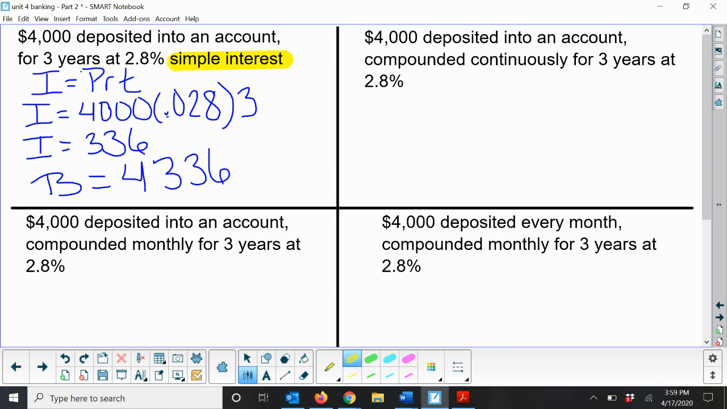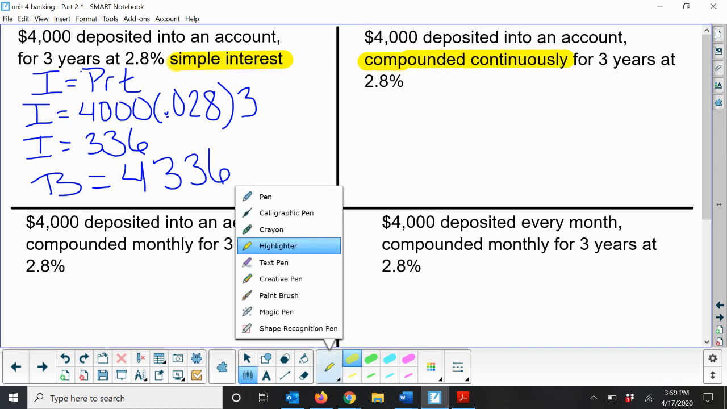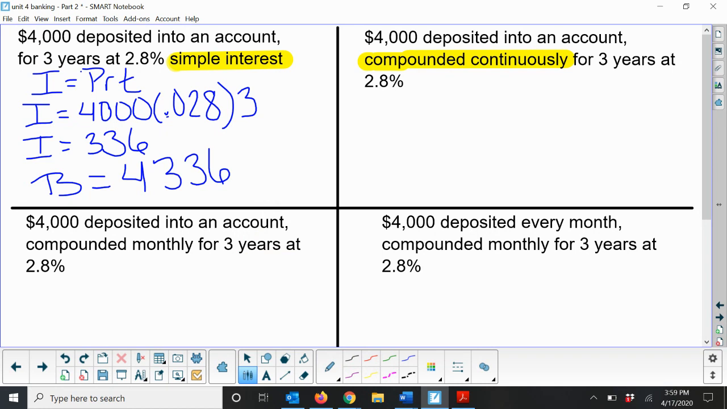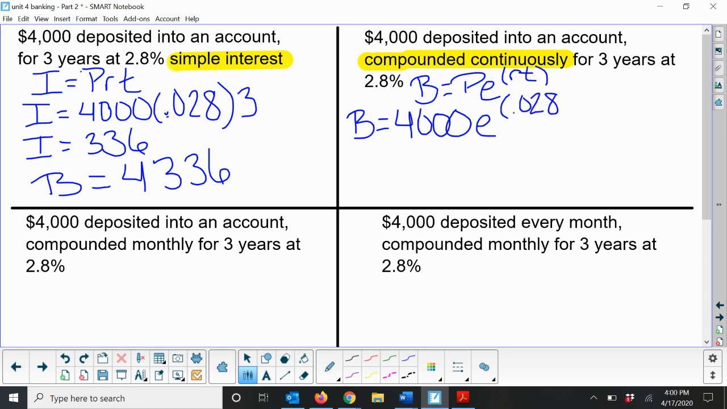And our second one up at the top right, this one has a very important phrase to it as well. Compounded continuously. That's an infinite number of calculations. And that one is our equation that uses our exponential base, our E. And so again, when we see compounded continuously, that is our big clue to use that special E formula, PERT. So 4,000 E to the 0.028 times 3. And this one is nice enough to give us the ending balance.